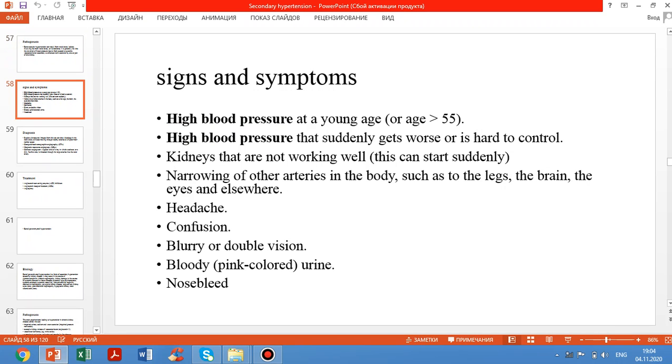Signs and symptoms. High blood pressure at a young age or age more than 50 years. High blood pressure that suddenly gets worse or is hard to control. Kidneys that are not working well. Narrowing of other arteries in the body, such as in the legs, the brain, the eyes, and spleen. Headache, confusion, blurry or double vision, bloody urine, nosebleed.